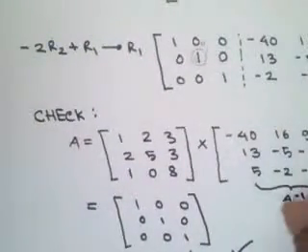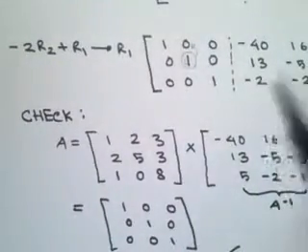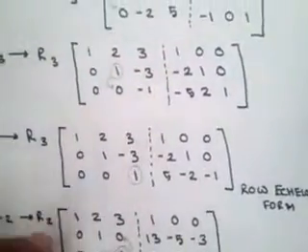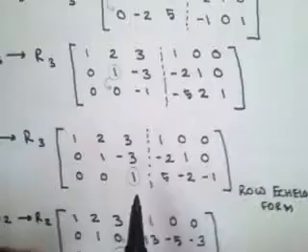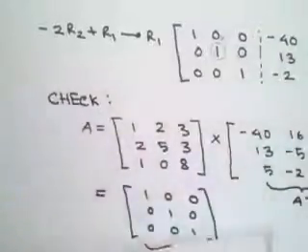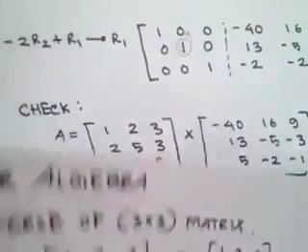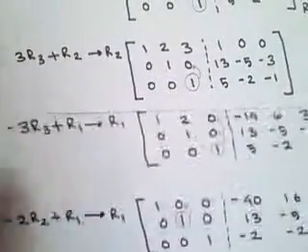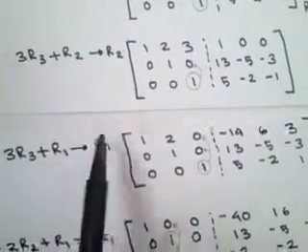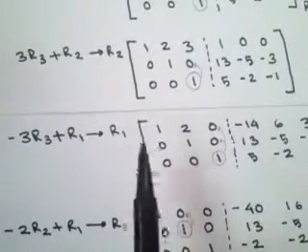Here we can see we are continuing the process to find the reduced row echelon form. Here we found the row echelon form up to this step, and then we'll continue the process to find the reduced row echelon form. So to make that, here we can see, -3 R3 plus R1 we get R1.